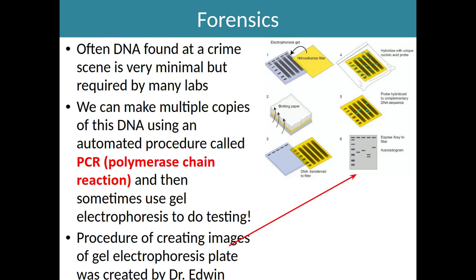So here we are, forensics. Often DNA is found at a crime scene, which we talked about. We talked about how gel electrophoresis can be applied. Now we're going to talk about how polymerase chain reactions can be applied. Polymerase chain reactions, or PCR, are sometimes used with gel electrophoresis to create images. We want to use PCR because it allows us to take a small piece of DNA, and rather than use up that small piece and not have it anymore, it allows us to make multiple copies of this DNA so that we can test it in many different ways.